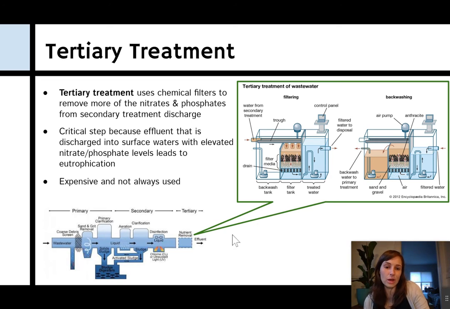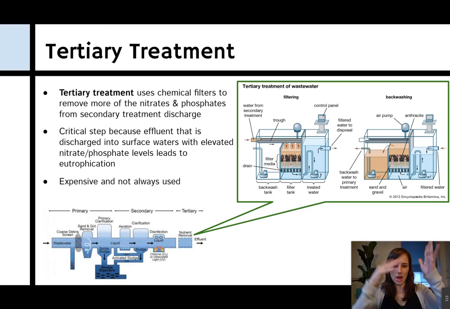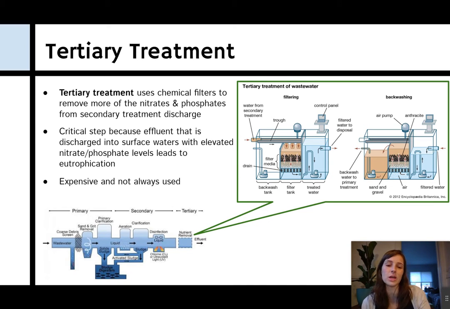So ideally, you're going to have chemicals in here that are going to bind with the nitrates and the phosphates, which is going to cause them to kind of fall out. It can be filtered, and then the water is not going to have those high levels in it anymore before it's discharged. Now, remember though, this is very expensive. It is not required, and so many facilities do not use this. But the ones that do, it is good to help prevent eutrophication and those oxygen dead zones and some of the things that we talked about with our eutrophication notes.